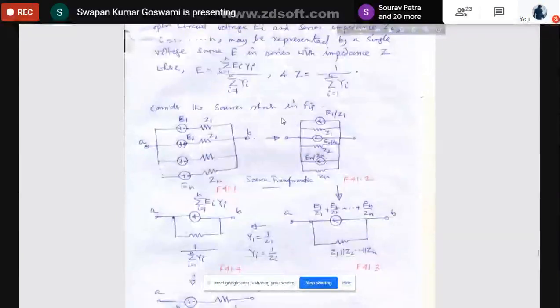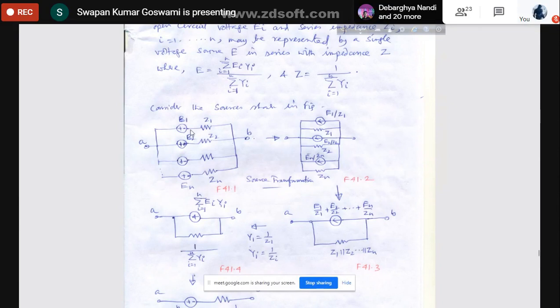Now let us see how to obtain this expression. Then you will understand that Millman's theorem is nothing but an application of the source transformation theorem that we already know, how to convert voltage sources into current sources and back into voltage sources. Simply that has been represented in the form of a theorem. Say we have a number of sources connected in parallel: E1 with series impedance Z1, E2 with series impedance Z2, and in this way En with series impedance Zn. N such sources are connected in parallel between terminals A and B.